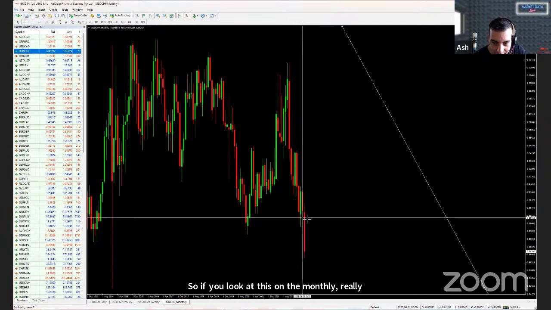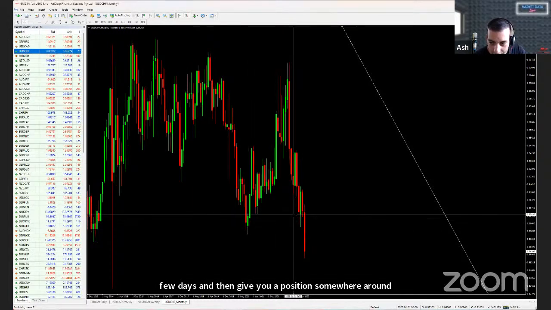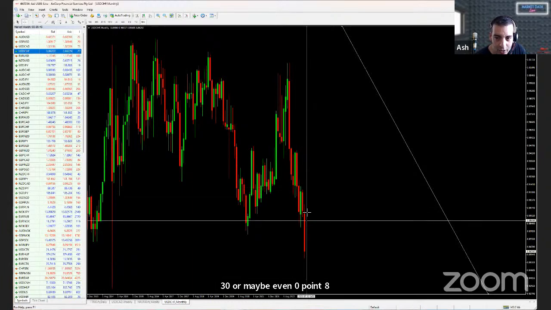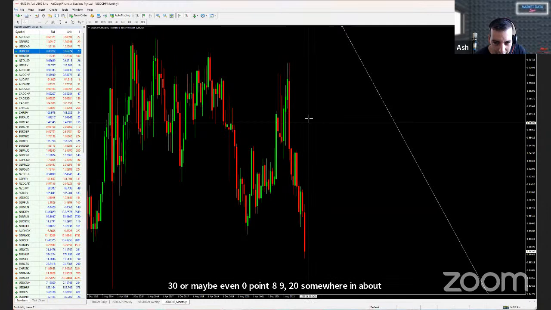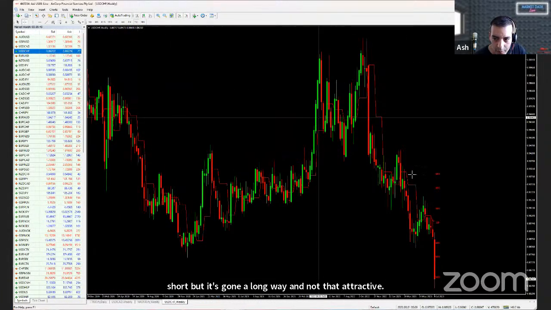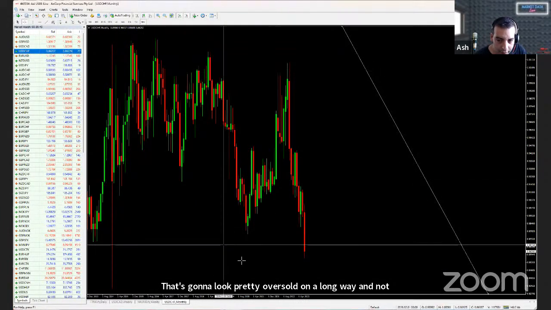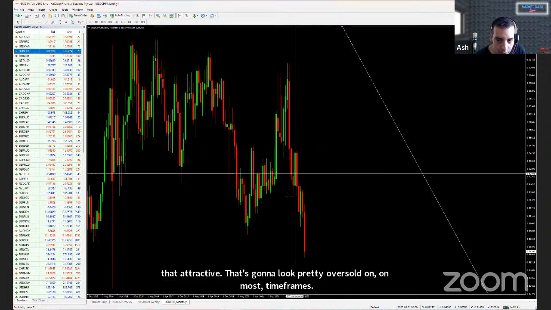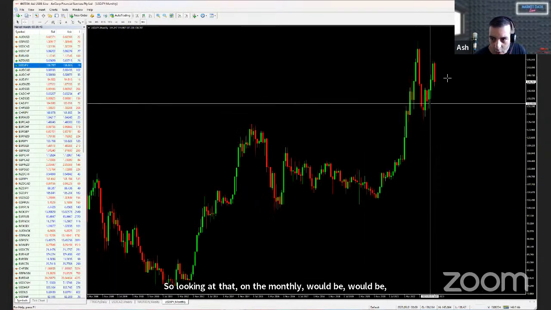back for a few days and then give you a position somewhere around about 0.8830, or maybe even 0.8920. Somewhere in about there would be a position that you could try and take short, but it's gone a long way and not that attractive. That's going to look pretty oversold on most time frames. So looking at that on the monthly would be another short but not that attractive. What about the dollar yen?